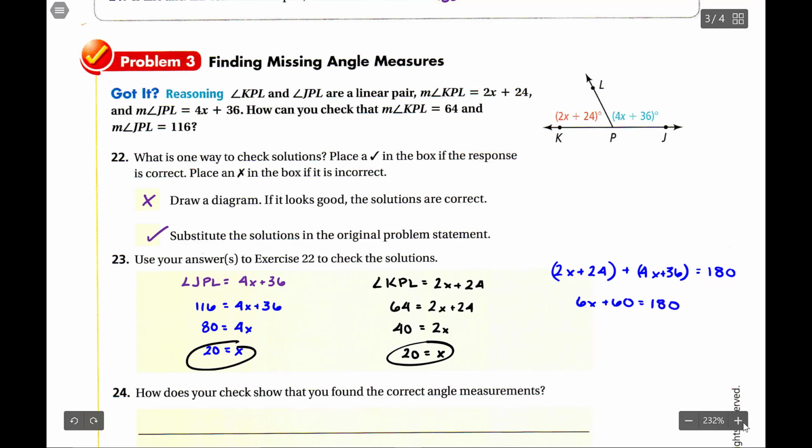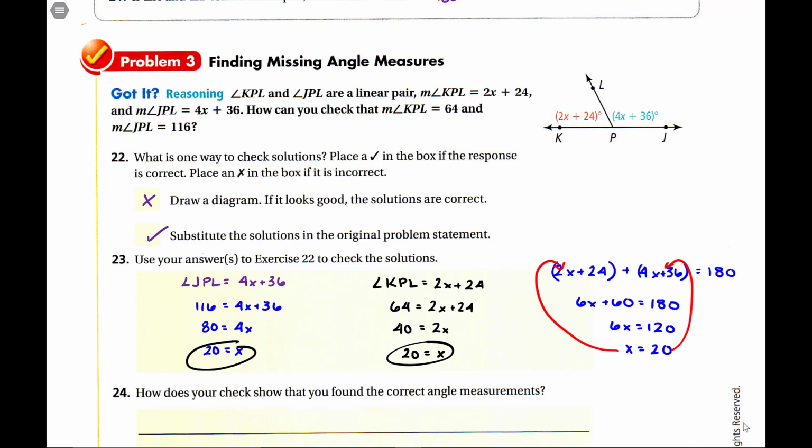Then we would subtract 60 from both sides. So that gives us 6x is equal to 120. Divide both sides by 6, and we get x is equal to 20. Then we can take that value of 20 and put it back into each angle for x and verify that we get 64 and 116. And you'll find in both cases that you do get 64 for angle KPL and 116 for JPL.